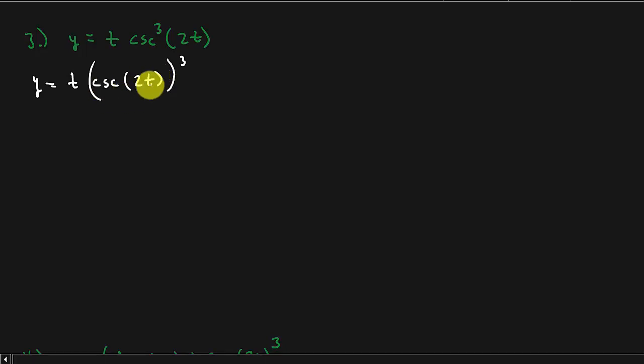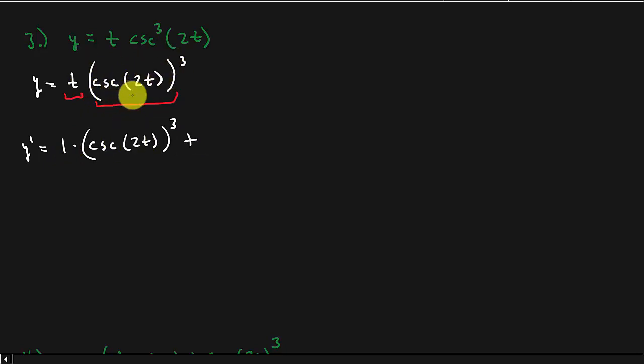All right, so how do we take the derivative here? Well, this is product rule, isn't it? See, I've got my first function and my second function. So the product rule, y prime, that's the derivative of the first function, which is 1, times the second function. So times cosecant 2t cubed.